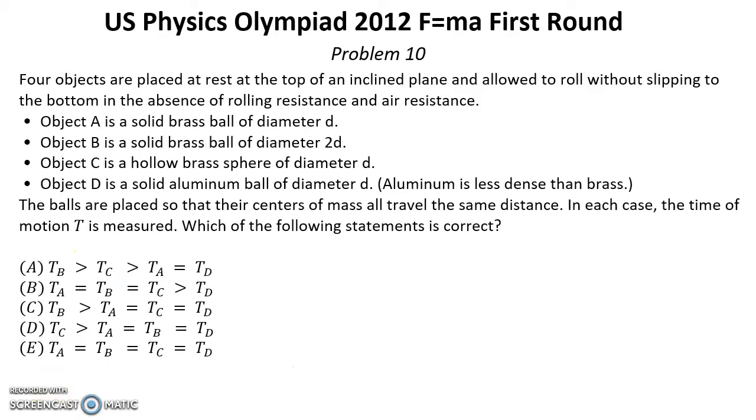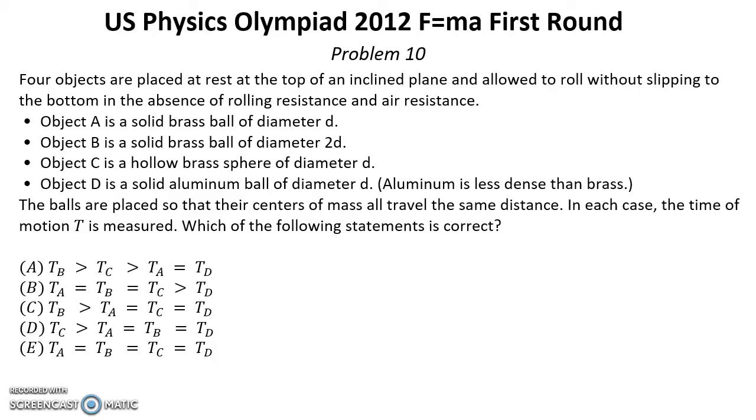Problem number 10. 4 objects are placed at rest at the top of an inclined plane and allowed to roll without slipping to the bottom in the absence of rolling resistance and air resistance.